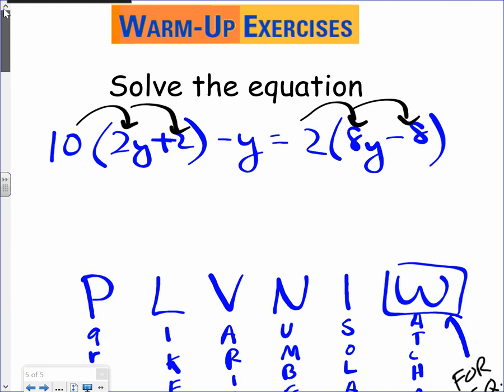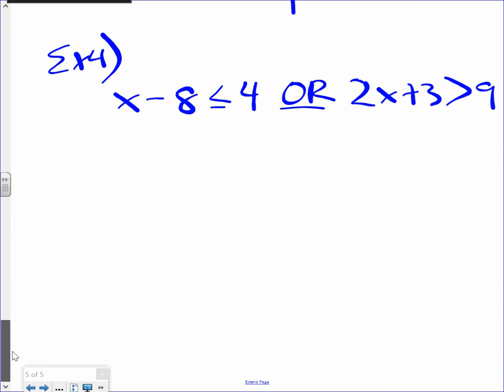P stands for parentheses. There is none. L stands for like terms. Okay, let's see. Like terms right here: negative 4 is by itself. How about over here? 2x plus 3, negative 9. No like terms. Let's get variables on one side now, and it already is. x is on the left side here, x is on the left side over here, but we're going to solve for x separately on both.